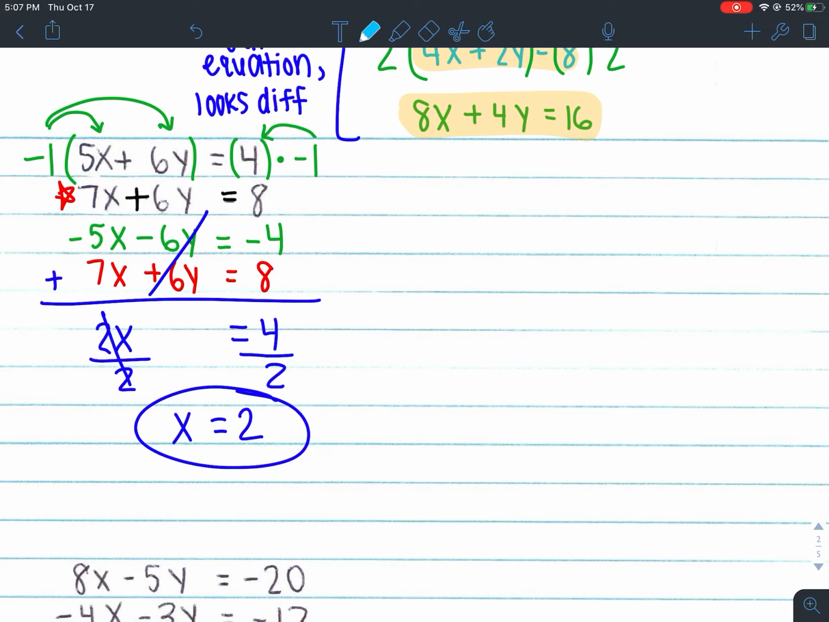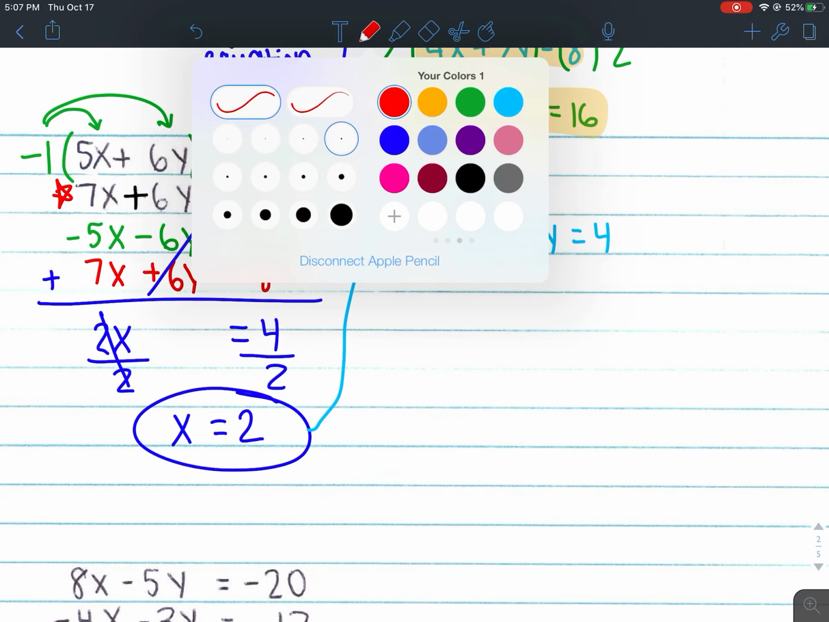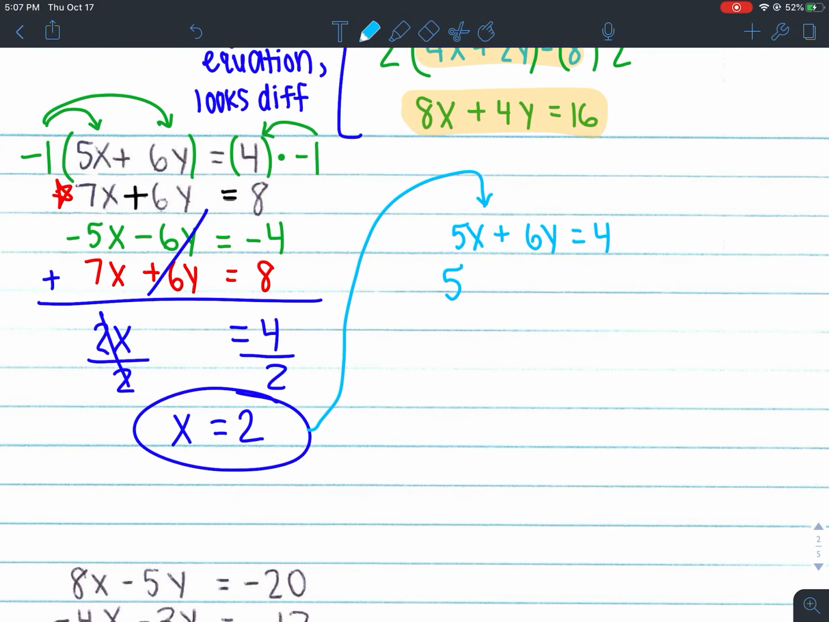Once you're finished, you need to pick one of your original equations to substitute in. So I'm going to pick 5x plus 6y equals 4. So the very first equation we did plastic surgery on, I'm going to pick the original equation. And I'm going to take x equals 2, and plug it in for my x value. So I have 5 times 2 in parentheses, because anytime I plug in, I use parentheses, plus 6y equals 4. So this is going to be 10 plus 6y equals 4.